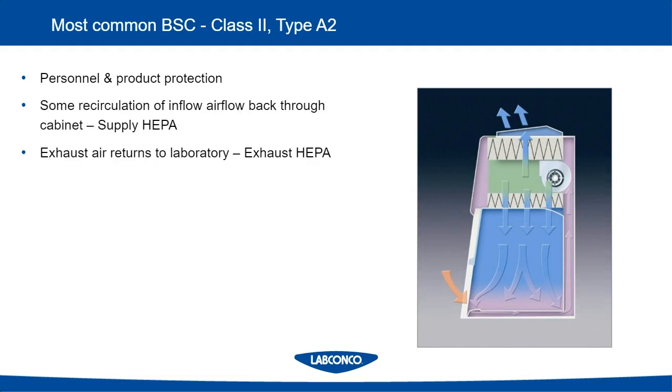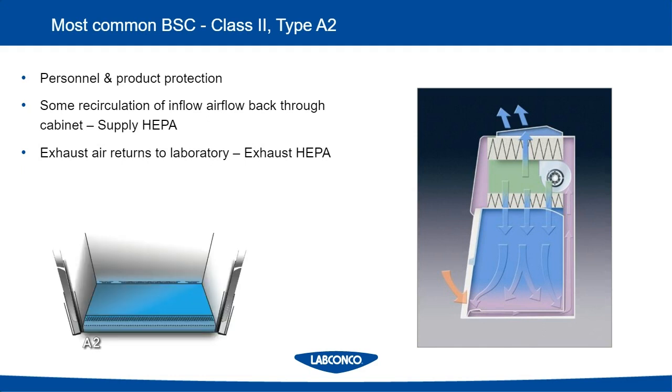As the airflow comes into the front of the cabinet, it's driven under the work surface, up the back of the biosafety cabinet, and into a shared plenum. Some of this air at that point is either pushed through the exhaust HEPA filter back to the lab, and some of the air is pushed back down over the work surface to provide that product protection that we require from our Class II biosafety cabinets.